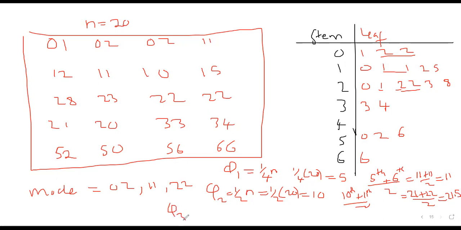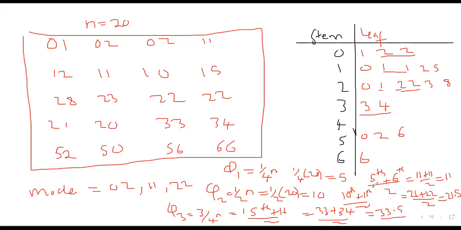And Q3 is 3/4 of what? N. 3/4 of n is 15. So you're going to get the 15th number and the 16th number, divided by 2. Counting 1, 2, 3, up to 16. So 34 plus 33, divided by 2. It's 33.5.